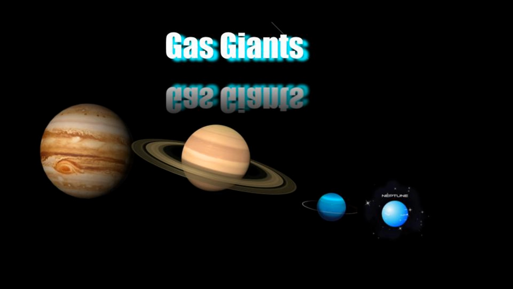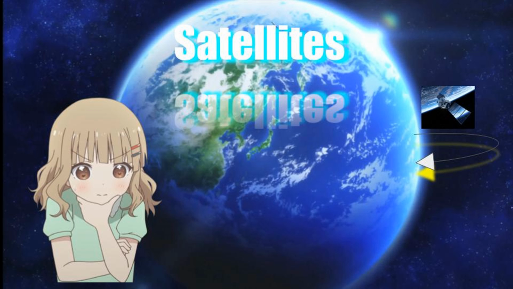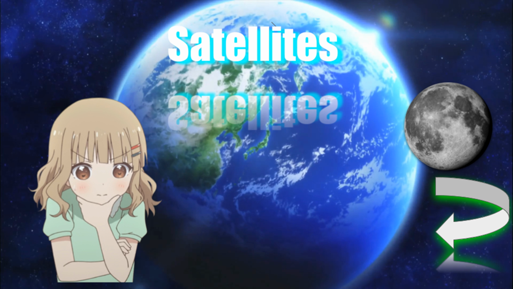The planets are celestial objects. What are celestial objects? Celestial objects are any object in space. Satellites are celestial objects that travel around the planets. We use artificial satellites for many purposes like gathering information across the world. The moon is a natural satellite and is non-luminous, as it travels around the Earth. What happens if satellites collide? When they collide, it would cause space debris.